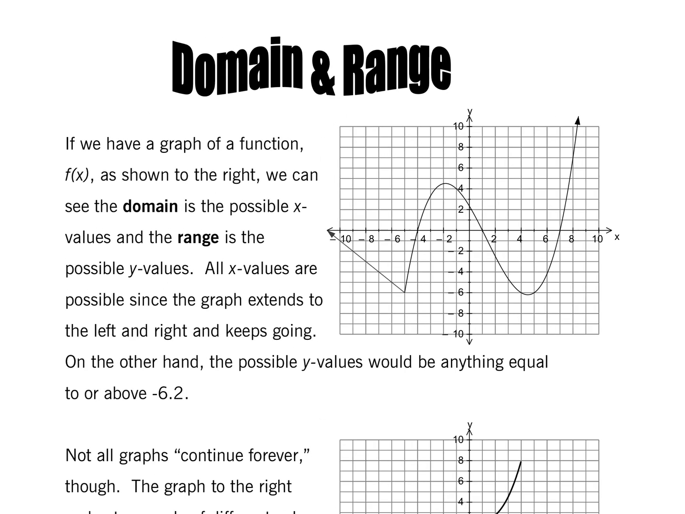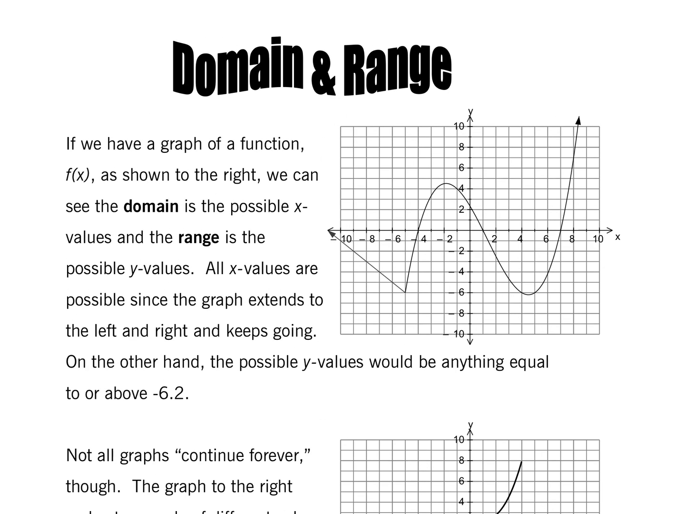Today's topic is domain and range. If we have a graph of a function, f of x, as shown to the right, so this is f of x. That's nothing you've ever seen before. There's a piece that's a straight line, and then we have a curved piece that has a couple different turning points. A function can look like anything we want it to look like.